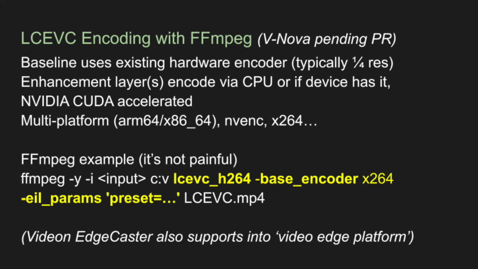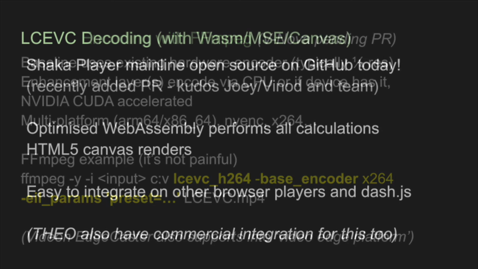So how would you encode LCEVC? Well, you can do it quite easily with FFmpeg. VNova has pending PRs with VideoLAN. So how it works is you take your baseline encoding using your hardware encoder, and typically about a quarter resolution of your final frame. And the enhancement layer then encodes using the CPU, or if the device has a NVIDIA CUDA, can be used to accelerate this. Works on multiple platforms, on ARM and Intel, and can use the NVENC, or it can use the software encoder. There's a little FFmpeg command line example there, and also Video on Edgecaster also supports this into their Video Edge platform.